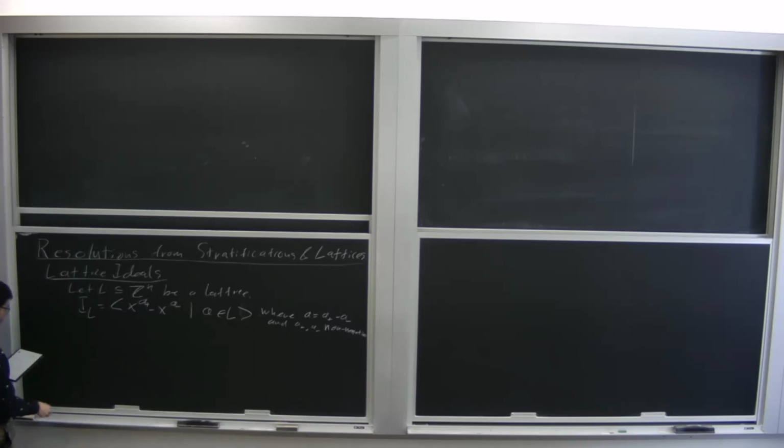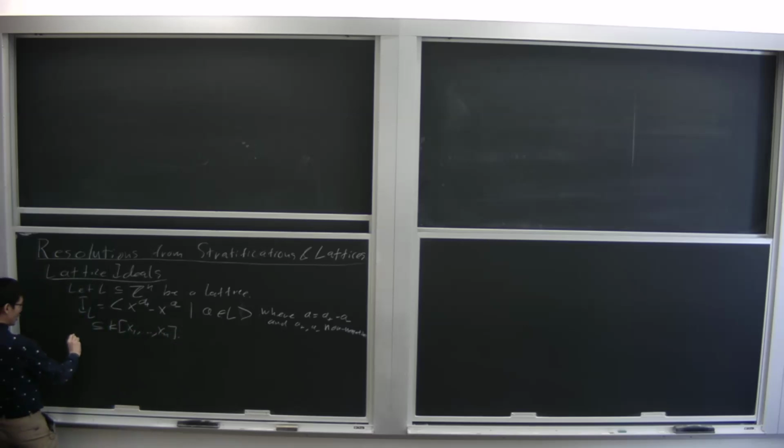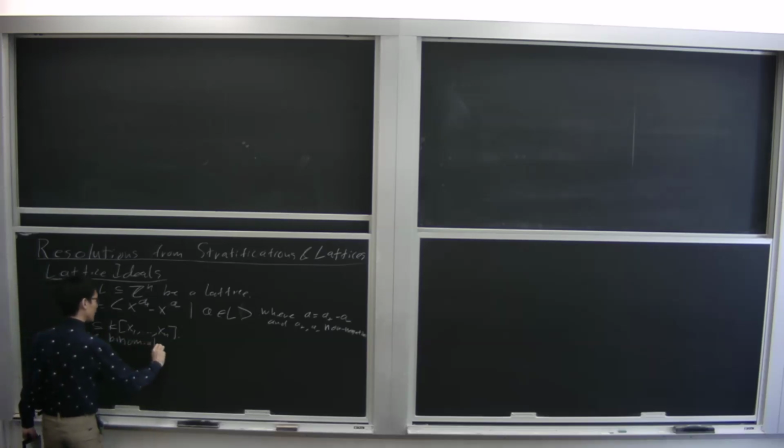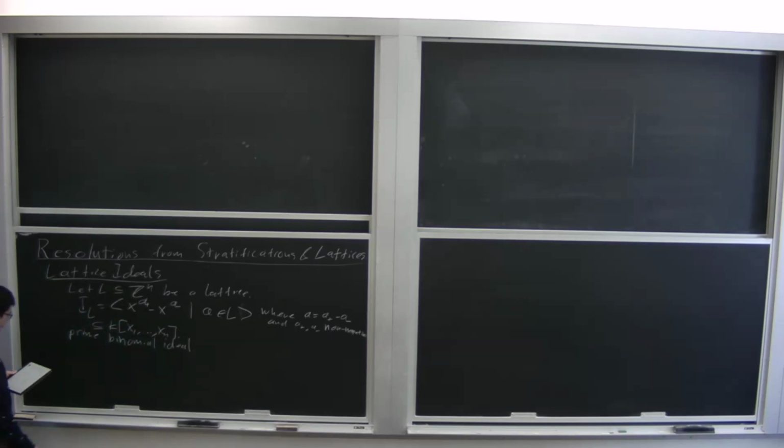These are the common object of study. This lives in, I should really say, the polynomial ring in n variables. In particular, these are prime binomial ideals. In fact, these are exactly the prime binomial ideals. So these are also the toric ideals. That will be important as we go along.